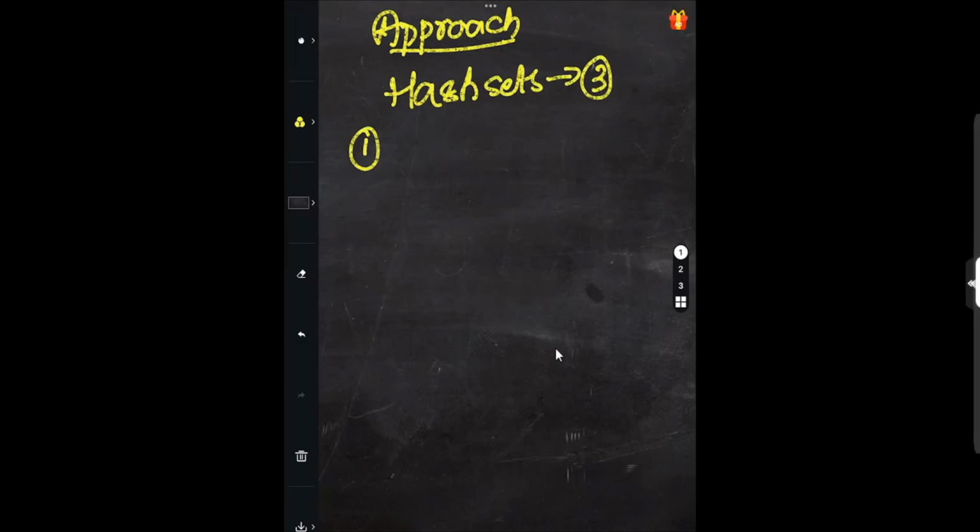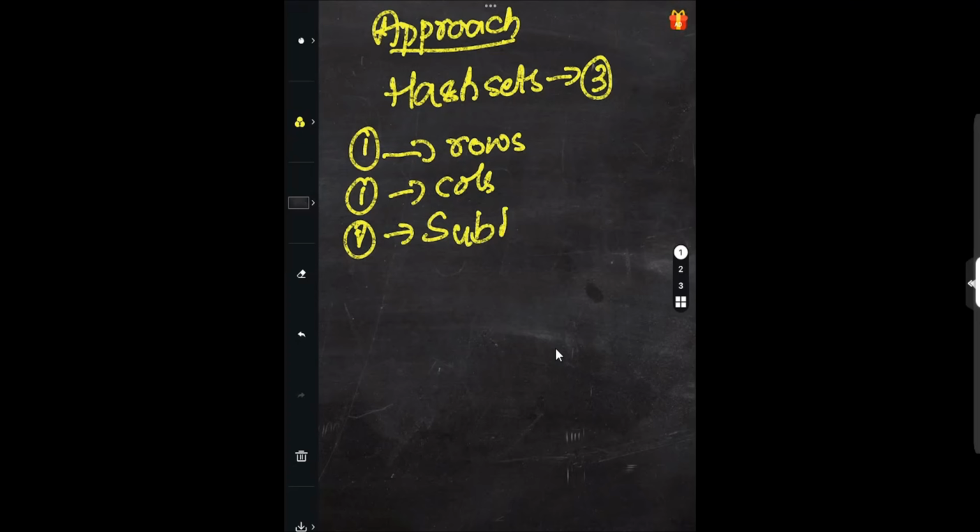One to track the seen digits for rows, one for columns and one for subboxes. So we are referring to the 3 by 3 subgrid as a subbox, as we had discussed in the question. So one for the subbox. We will be making use of 3 hash sets. This one we have to keep in mind.